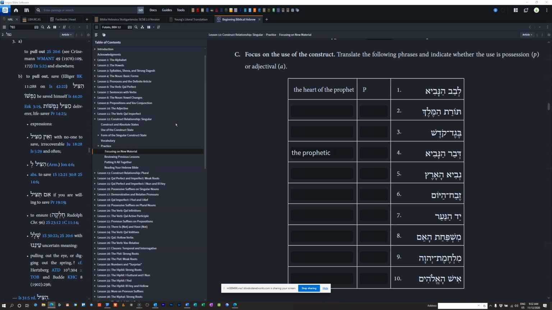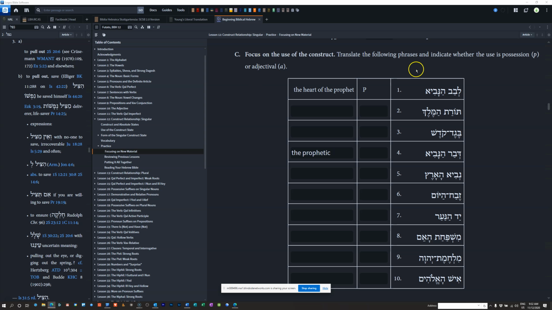If you've not had Greek, basically in English, when we use the word "of," we're doing something oftentimes that's similar to what Hebrew's doing with the construct chains. So we'll start over here with the exercises.